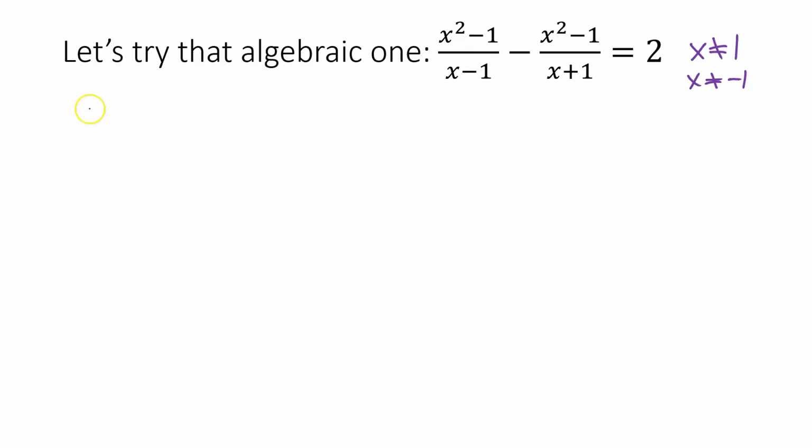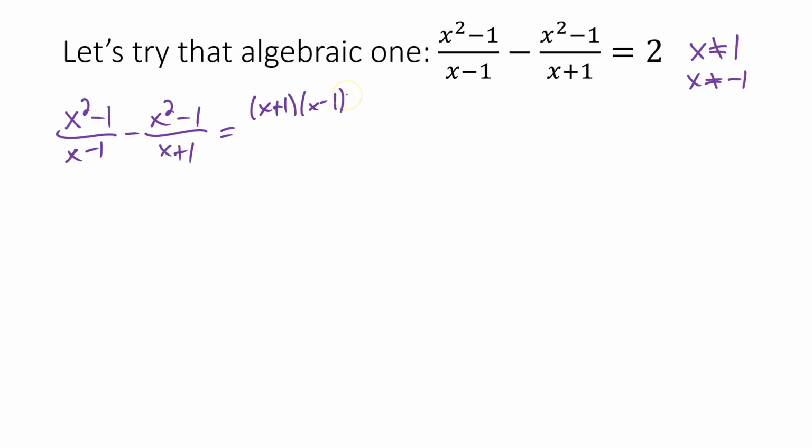So we're going to start with the left side. I'm just going to write it out again. So we have x squared minus 1 over x minus 1 minus x squared minus 1 over x plus 1 is equal to... Now we're going to start doing steps with this left side, and we're going to try to make it equal to 2. What I see right away is that the tops of both of these fractions are differences of squares, so I can factor them. So x squared minus 1 is x plus 1 times x minus 1.